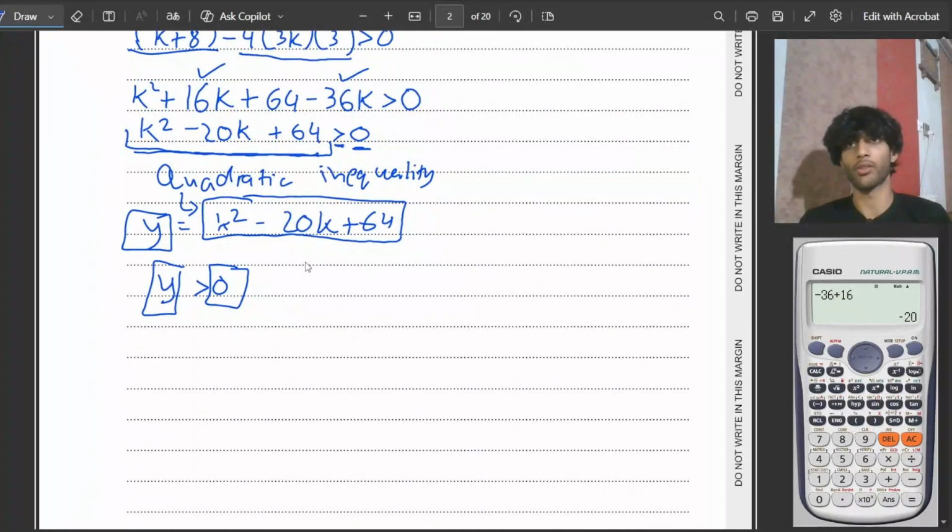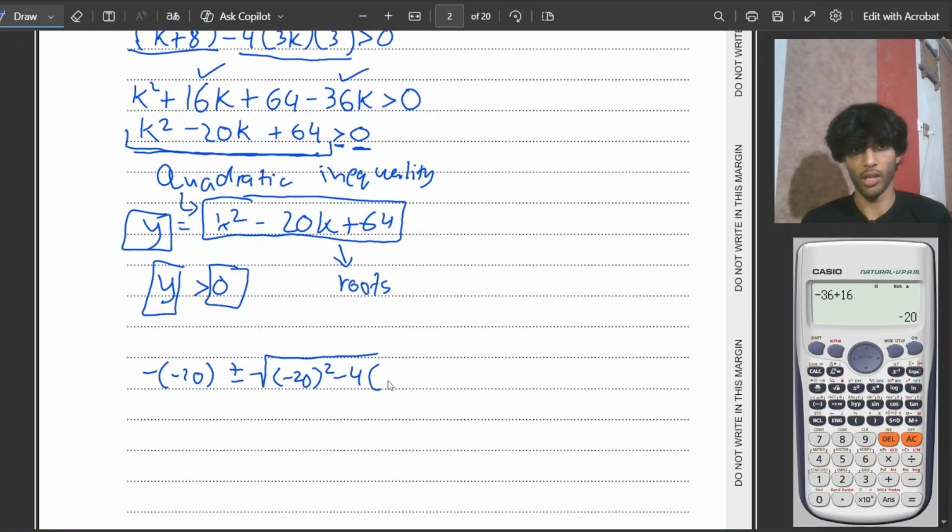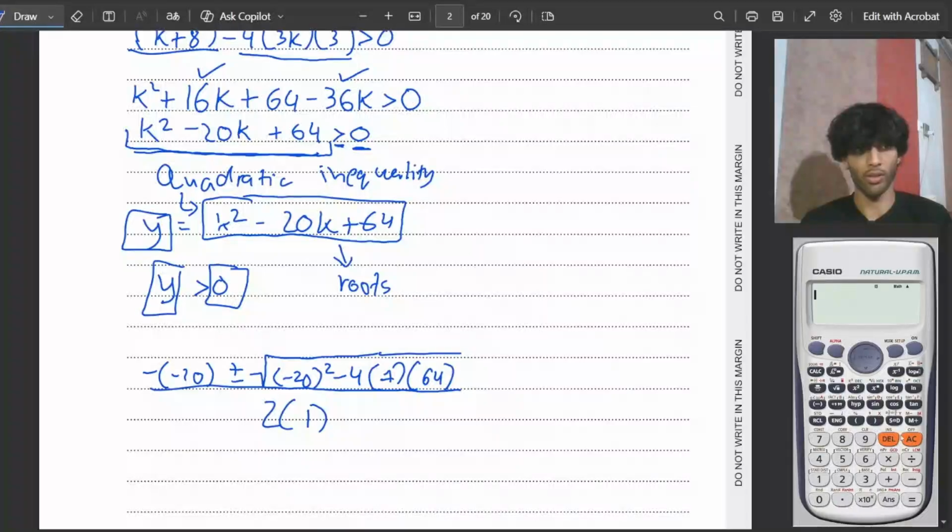Well, you find the two roots. The way you can do that is you can either use the quadratic formula, you can use completing the square, whatever you want to use. I'm going to go with the quadratic formula. So it's going to be minus b, so minus 20, plus minus the square root of b squared, which is negative 20 squared, minus 4 times a. Over here, a is 1 because k squared has a coefficient of 1, times c, which is 64, over 2a. A is 1. So I can put this in my calculator and solve all of this out.